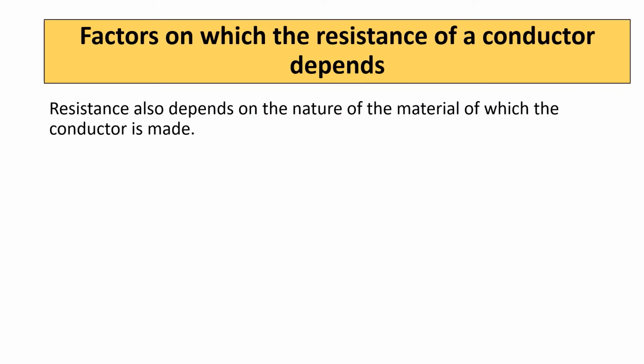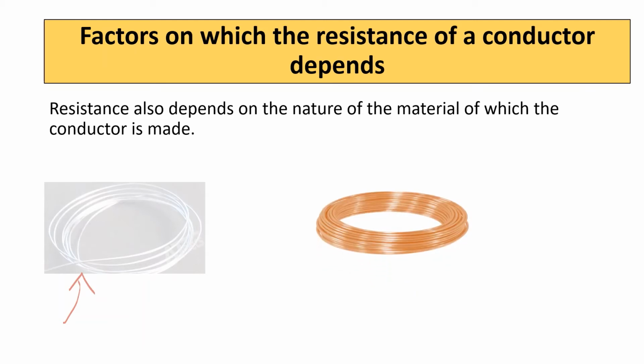Resistance also depends on the nature of the material of the conductor. For example, say this be a nichrome wire and let this be a copper wire. If you take equal length and equal area of cross section from these two wires, the resistance will not be the same. It depends on the nature of the material. For the nichrome wire, it will be different, and for the copper wire, the resistance value will be different. Resistance depends on the nature of the material.